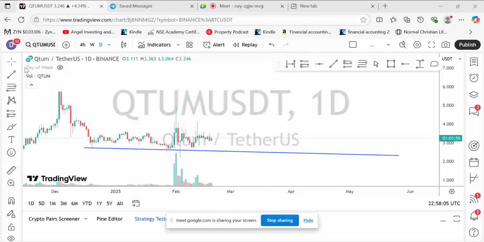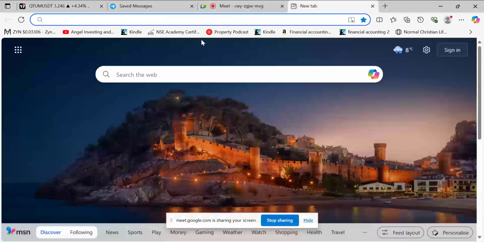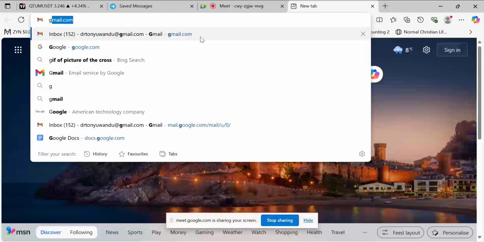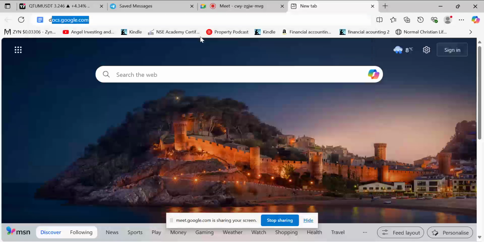Okay, so today we are doing market structure, and this is part 2. Okay, so let me just open my lesson notes so that you get to see.